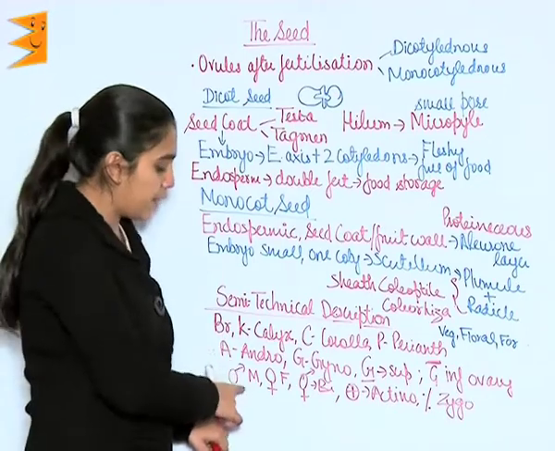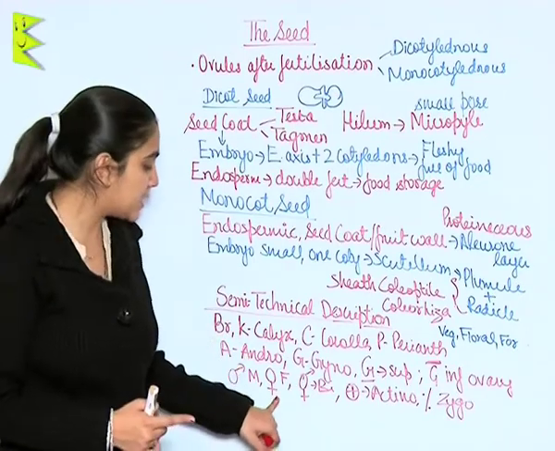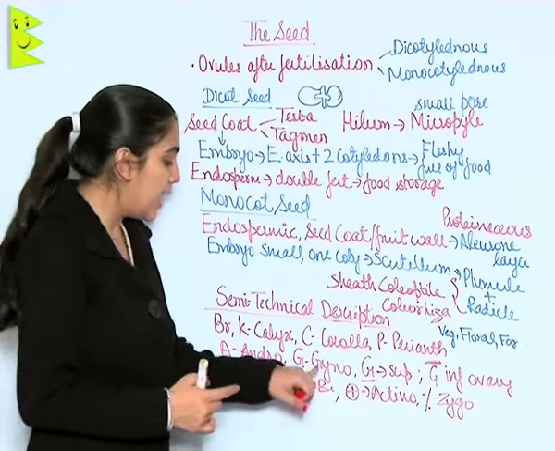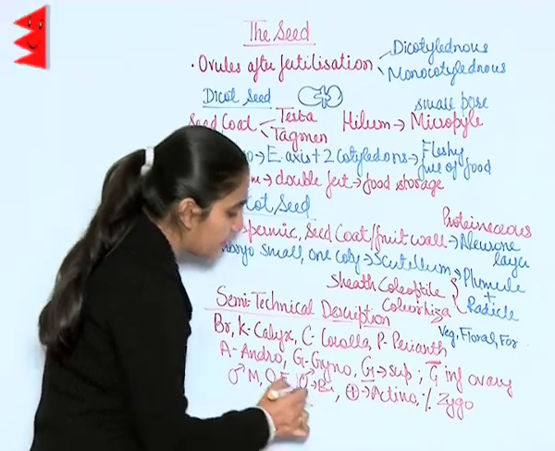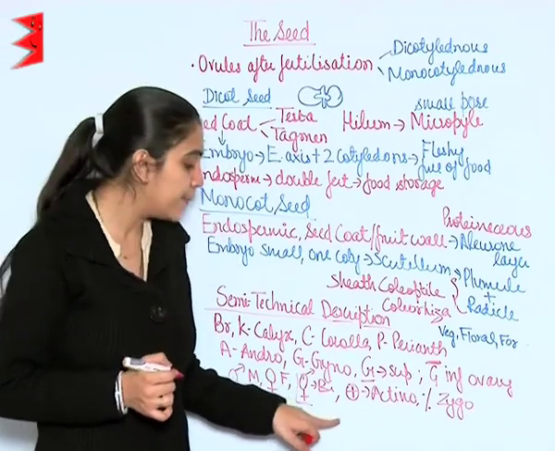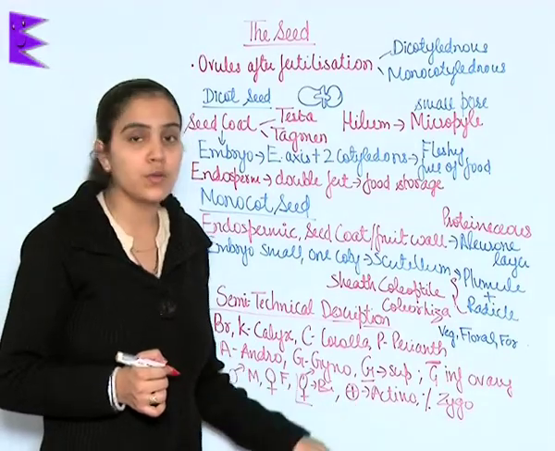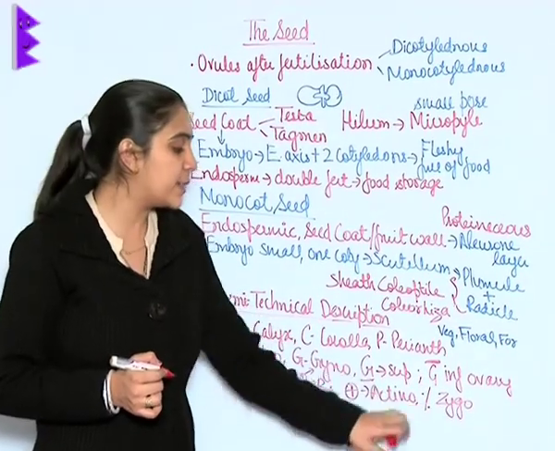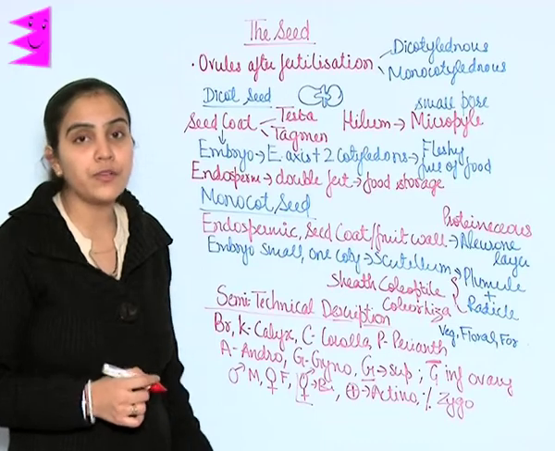This symbol represents male, this symbol represents female, and the combination of these two symbols represents bisexual. This symbol represents an actinomorphic flower and this represents a zygomorphic flower.